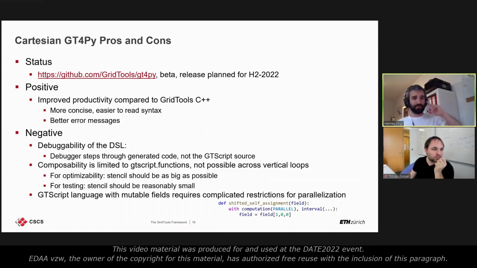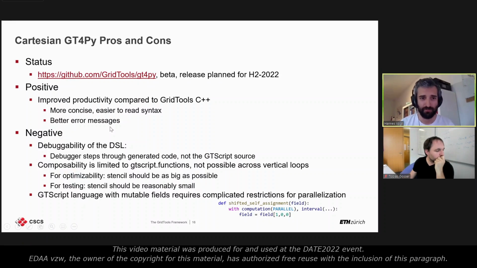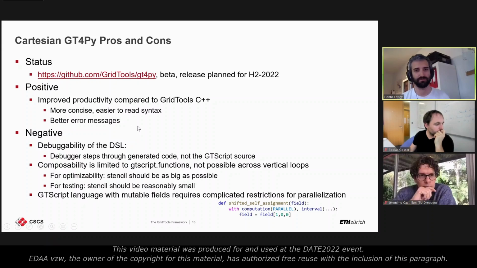Okay, summary of the Cartesian GT4Py, of this version of GT4Py. This is available also on GitHub. It's in a kind of beta state, and we plan a release at the end of this year. On the positive side, I think we improved quite a lot the productivity compared to GridTools C++. It's more concise, with easier to read syntax and better error messages. The error messages I didn't show, but you definitely should not get the template error messages from GridTools C++.